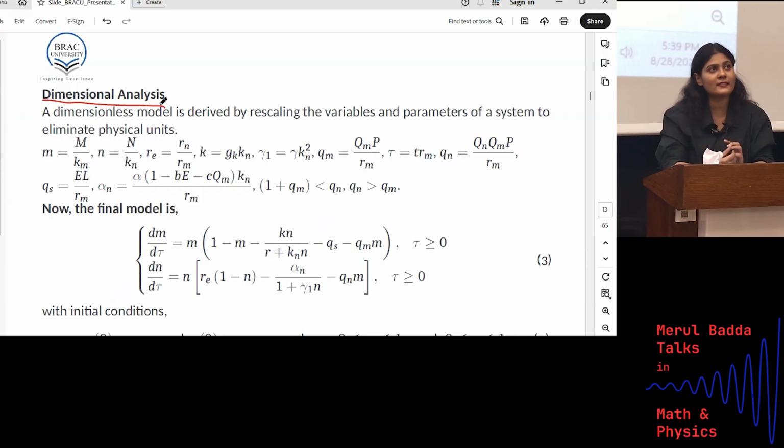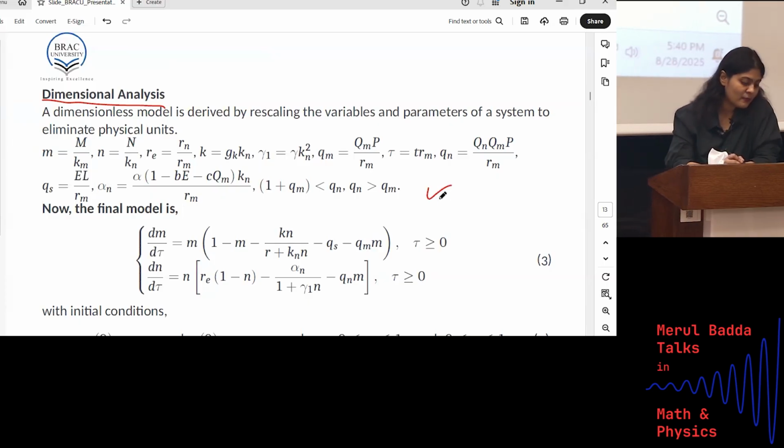We do dimensional analysis to reduce our parameters and variable numbers, so that we can calculate easily and do the numerical estimation properly. That's why we do the dimensional analysis. There are many mathematical expressions for our dimensional analysis. If anyone needs some more description of how we can do this, anyone can contact me.